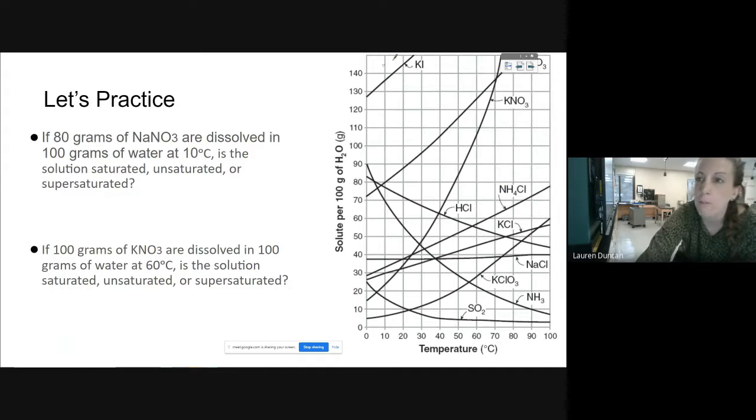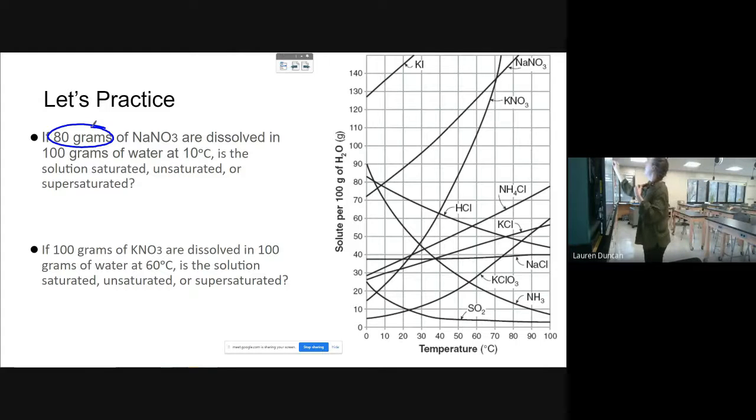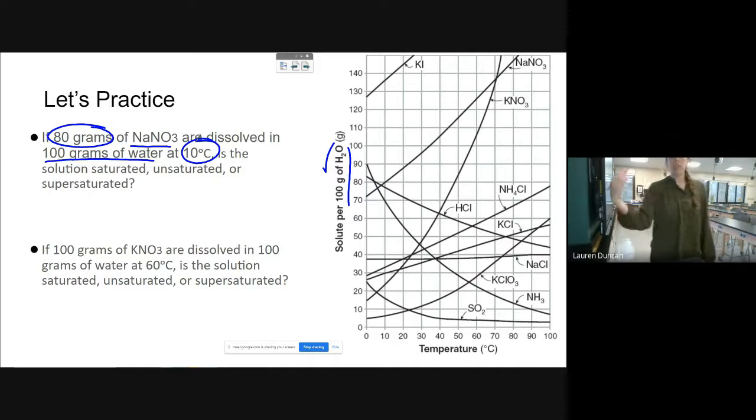Okay, so the first one says, if 80 grams of NaNO3 are dissolved in 100 grams of water, and that's what Table G is written for, at 10 degrees Celsius, is the solution saturated, unsaturated, or supersaturated? So let's plot the point. We are plotting 80, 10. So 10 is the temperature, 10 degrees Celsius. The mass of solute we're dissolving at that temperature is 80 grams.